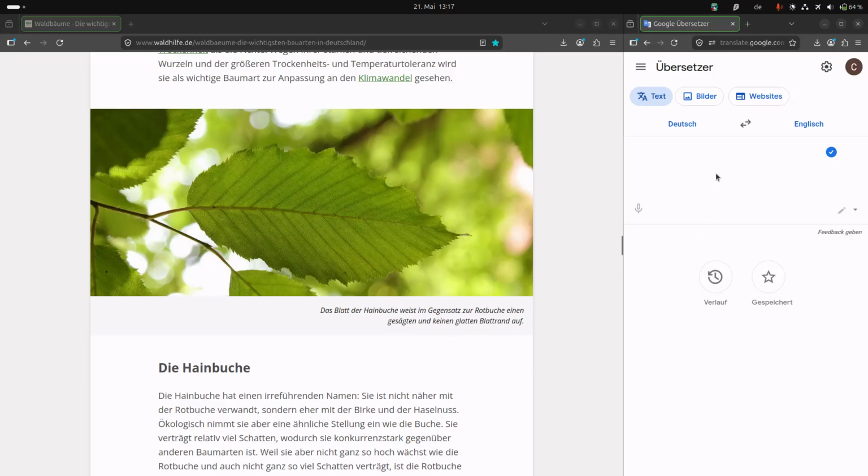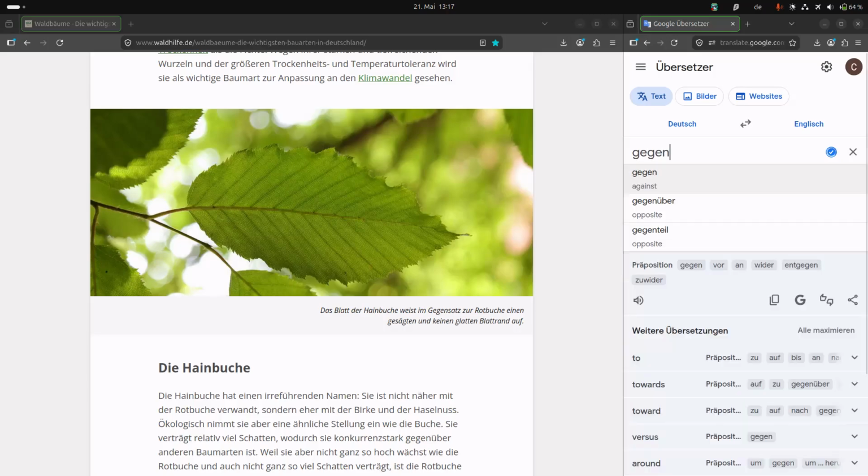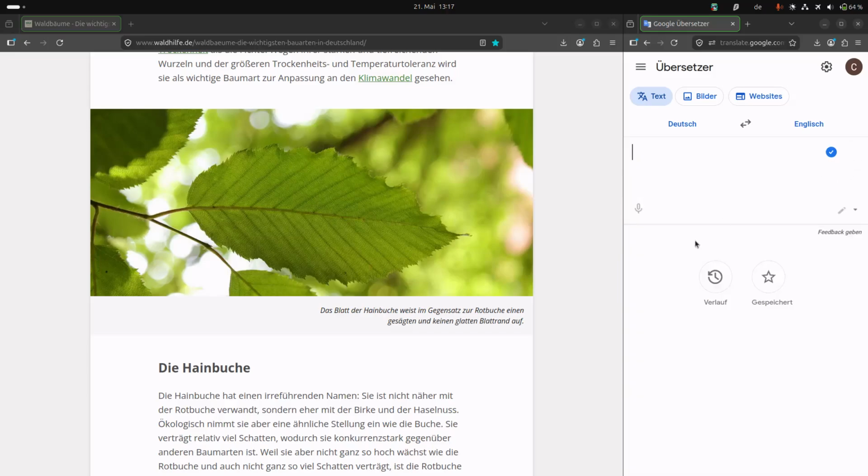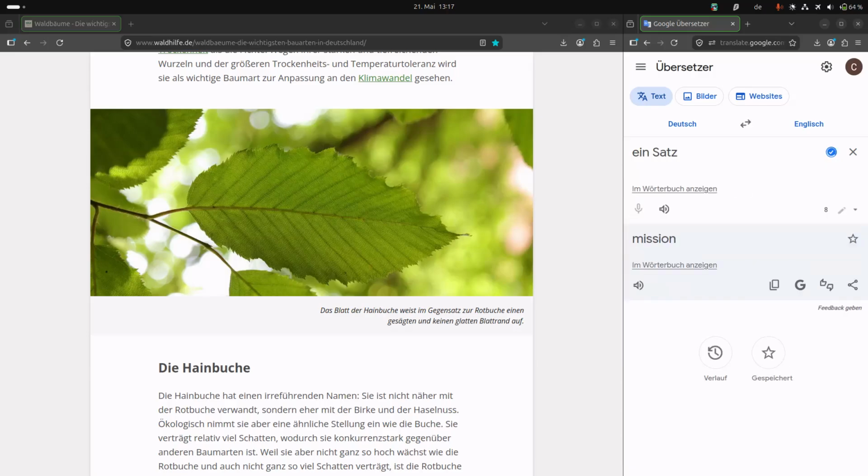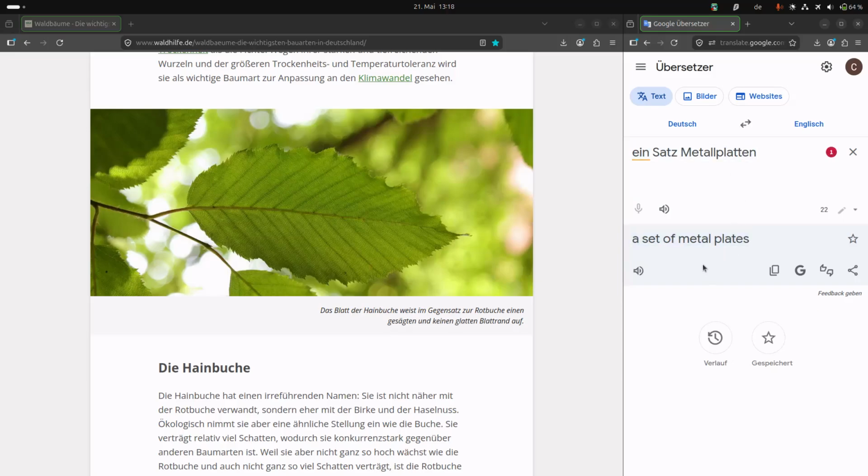And Gegensatz, so gegen in general always means against, or opposite. Satz means sentence in general, but can also mean a rack of something, or even a set, like ein Satz Metallplatten, which means a set of metal plates.